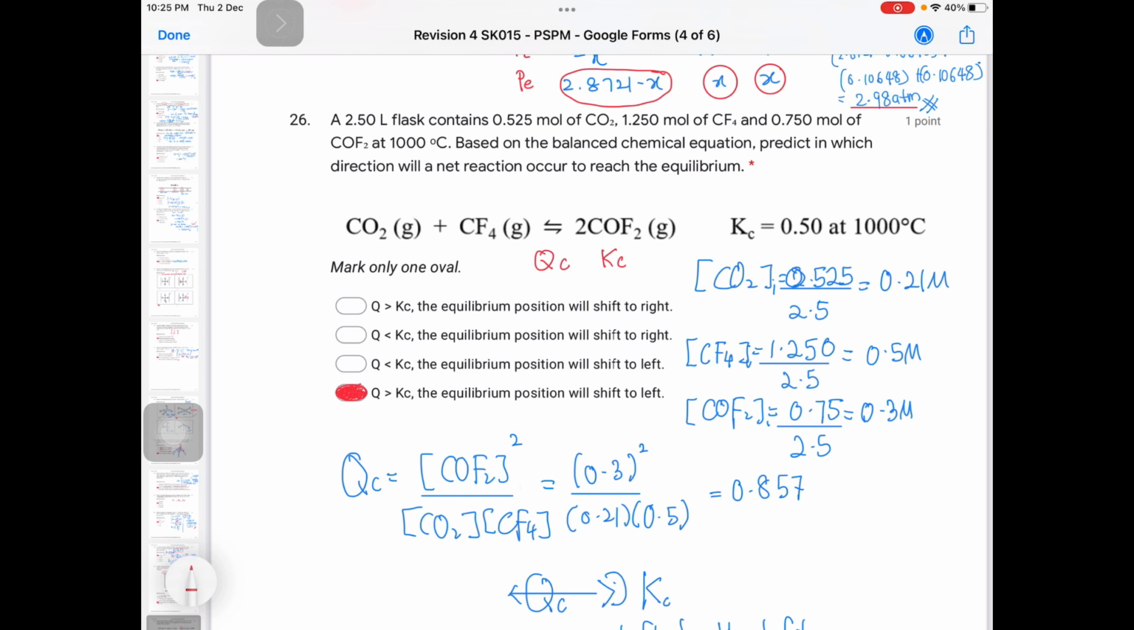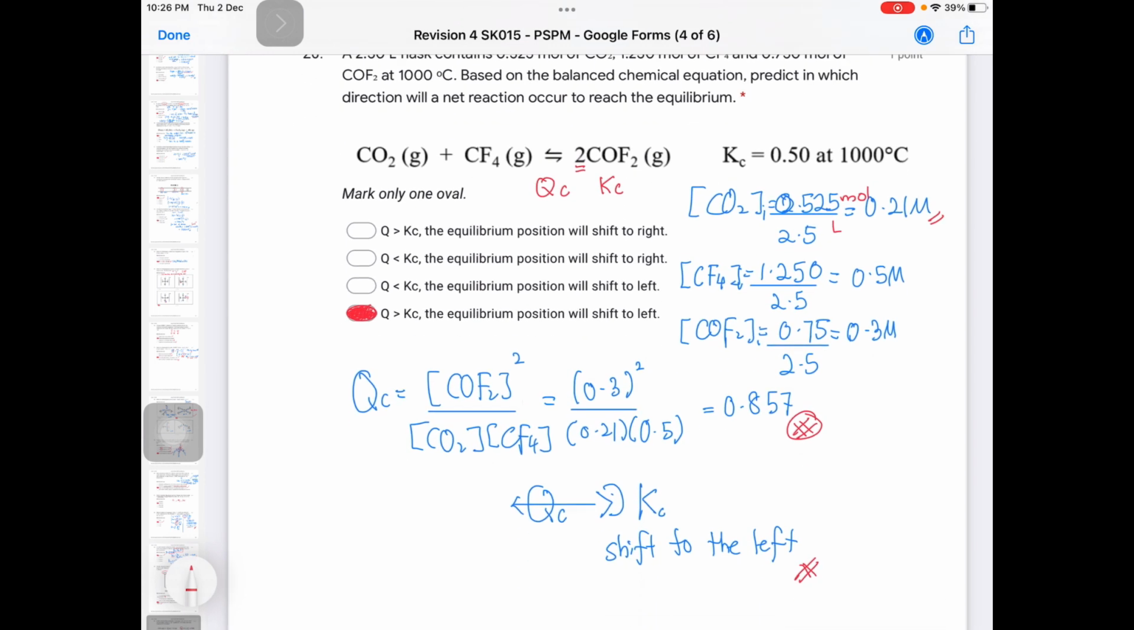Okay, jadi bila kita kira nilai Q, kita kena gunakan concentration. Tapi dia bagi kat sini adalah bilangan mol. Jadi bilangan mol bagi dengan volume, mol per liter. Jadi kita dapat molarity lah di sini. Concentration CO2 0.21, concentration CF4 0.5, concentration COF2 0.3. Jadi bila kita masukkan ke dalam Qc, COF2 kuasa 2, because perkali di sini kuasa 2, bahagi CO2 darab CF4, kita dapat 0.3 square over 0.21 times 0.5, which is 0.857.